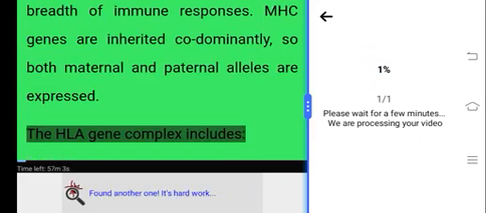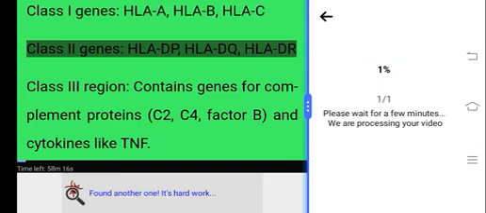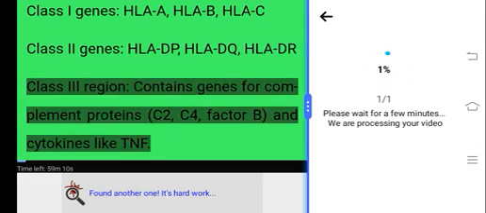The HLA gene complex includes Class 1 genes, HLA-A, HLA-B, HLA-C. Class 2 genes, HLA-DP, HLA-DQ, HLA-DR. Class 3 region contains genes for complement proteins C2, C4, factor B, and cytokines like TNF.